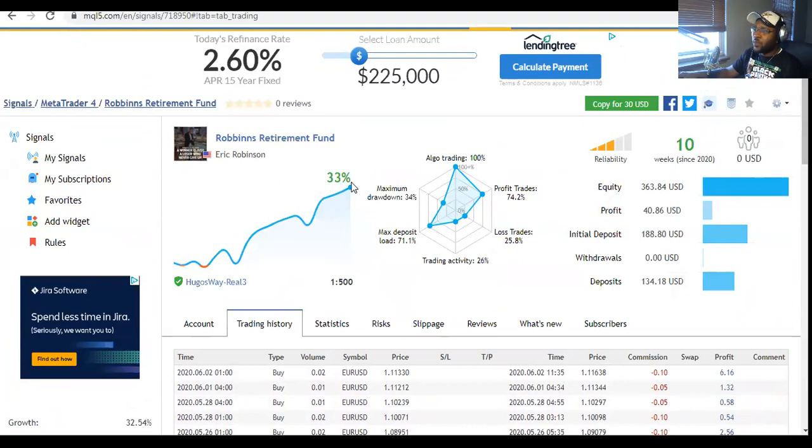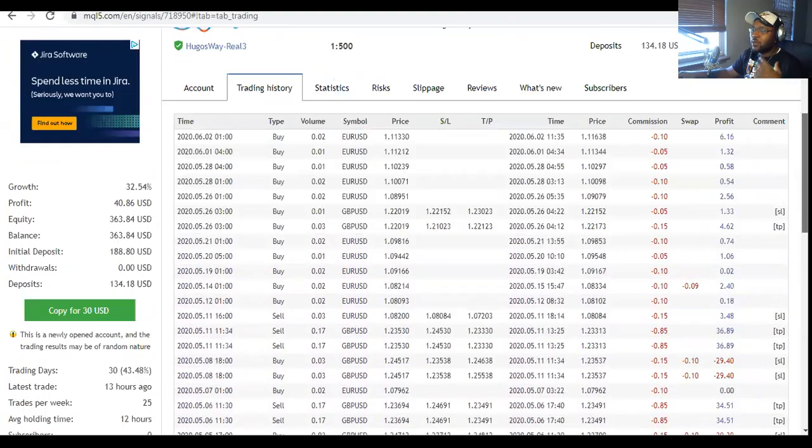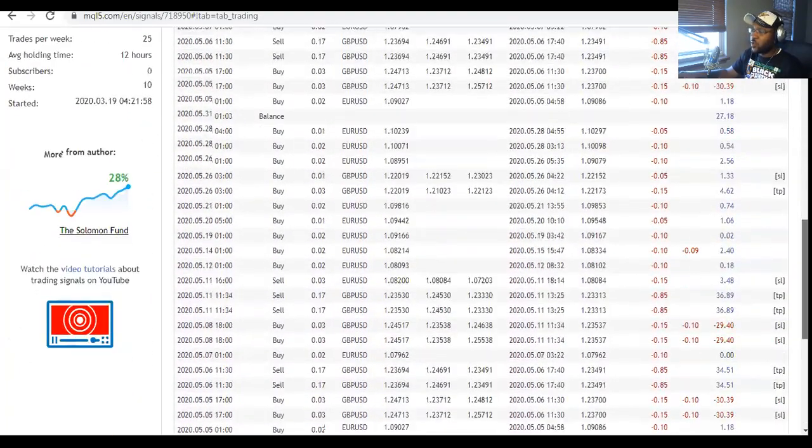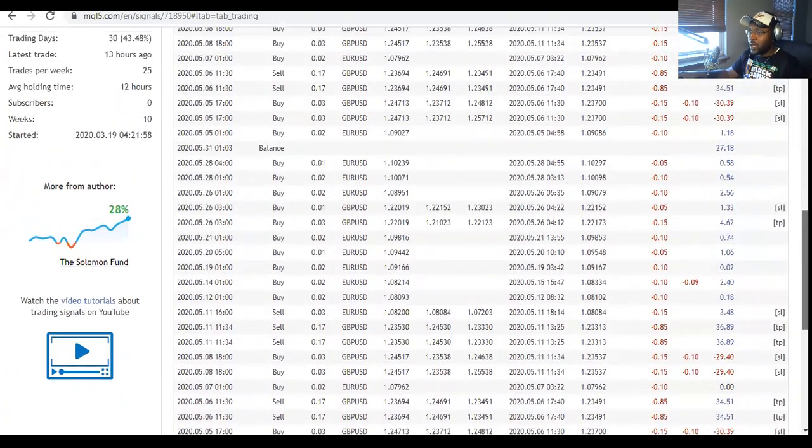But you see the return is 33% so far. Guys, you can't really beat it. It's completely autonomous. I just let this one trade. I just let it go and do its thing.